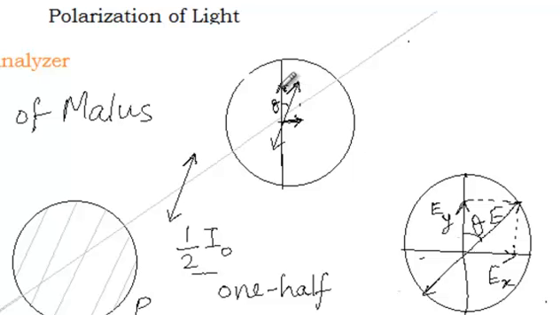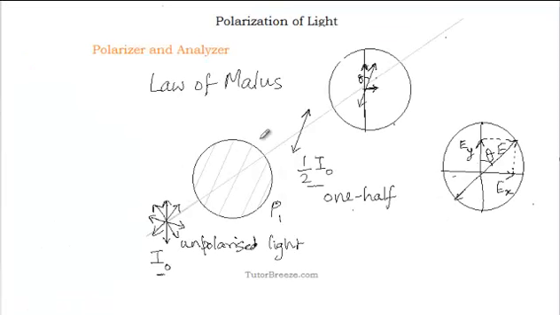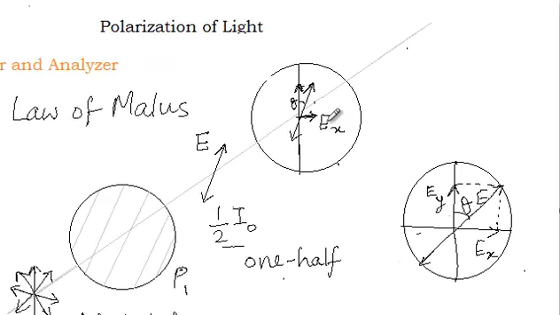So now you can see that the component which is in this direction is going to get transmitted. So you have a certain intensity of transmitted light which is obviously less than the original intensity. Now this electric field was E, this is EX, this is EY, and the transmitted component over here is EY, which is equal to E cos theta.